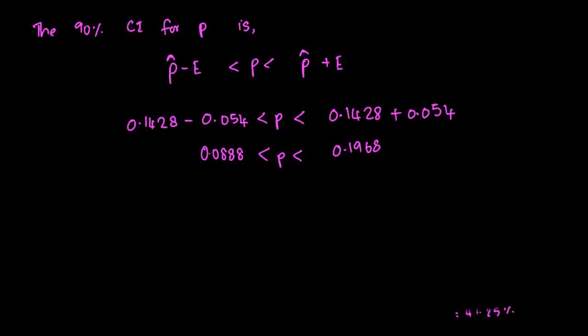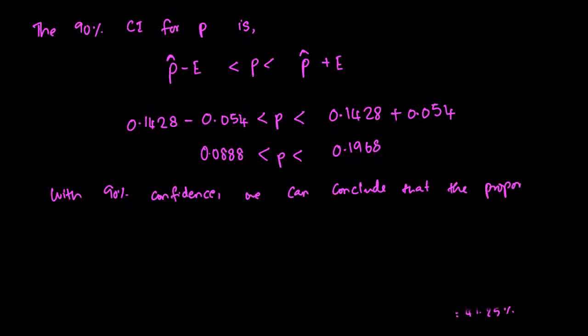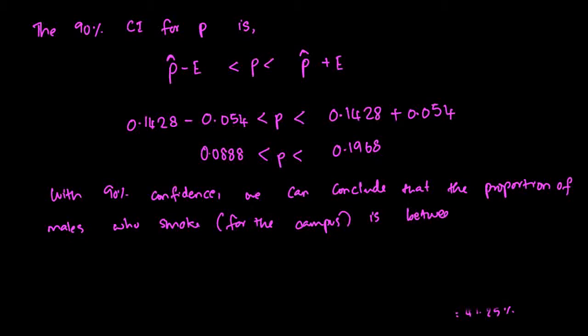So what is the interpretation of this interval? With 90% confidence, we can conclude that the proportion of students, especially males, the proportion of males who smoke for the campus under consideration is between 0.0888, or that is nothing but 8.88%, and 0.1968, which is 19.68%.